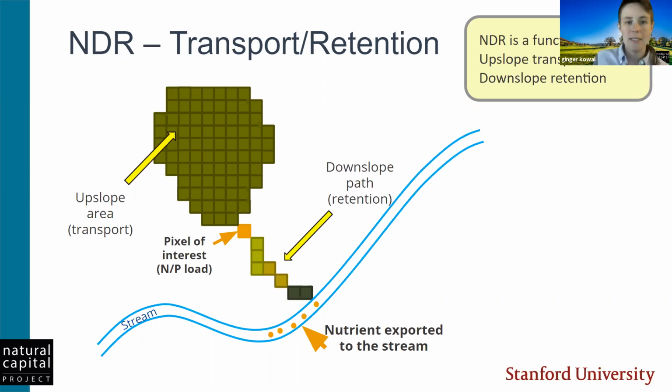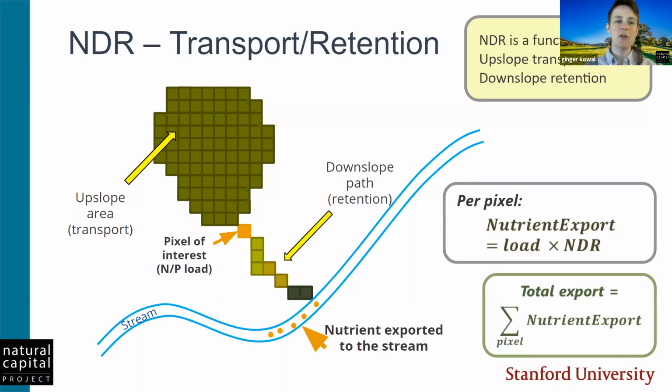So NDR is calculated just like SDR, the delivery ratio for sediment. While SDR for a given pixel is calculated relative to a calibration parameter, the maximum SDR, NDR for a given pixel is calculated relative to the maximum retention efficiency of the downslope path between that pixel and the stream. And then again, nutrient exported by a given pixel to the stream is the product of the load of nutrient on that pixel and the delivery ratio. Total nutrient export in a watershed is just the sum of that value over pixels.